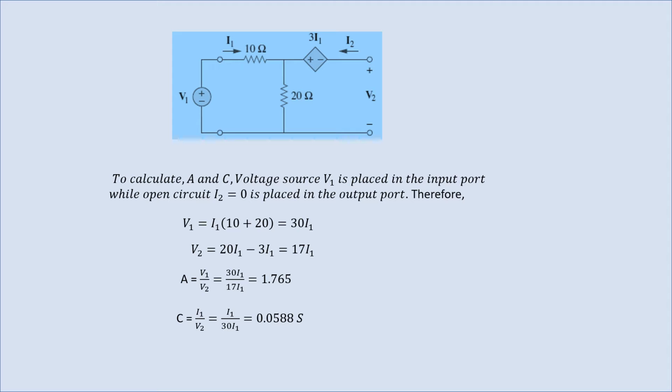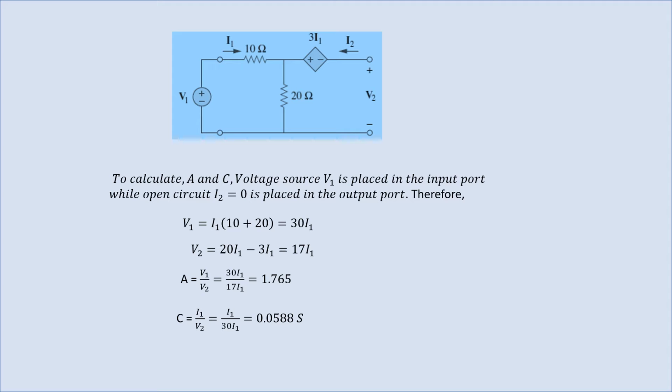To calculate A and C in the two-port network given in slide 22, we will place a voltage source at the input side of the two-port network, and then we'll place our I2, that is open circuit, at the output side of the two-port network as shown in the diagram in this slide.